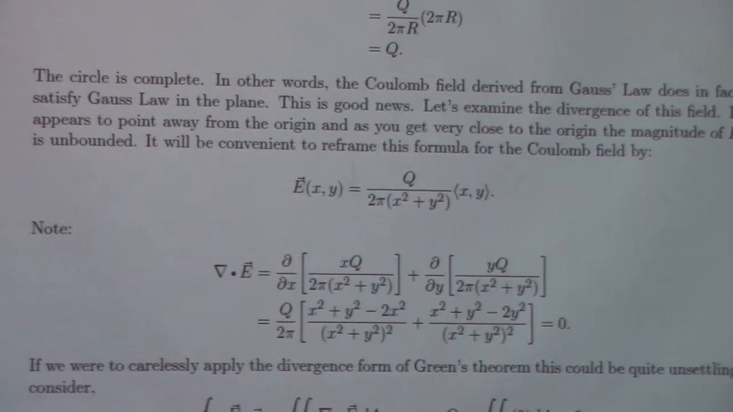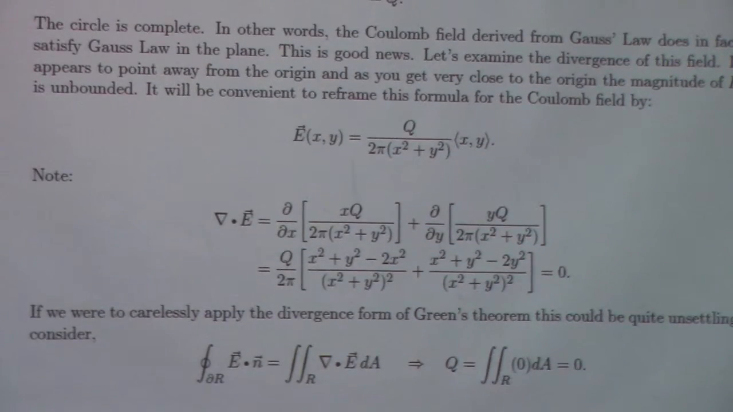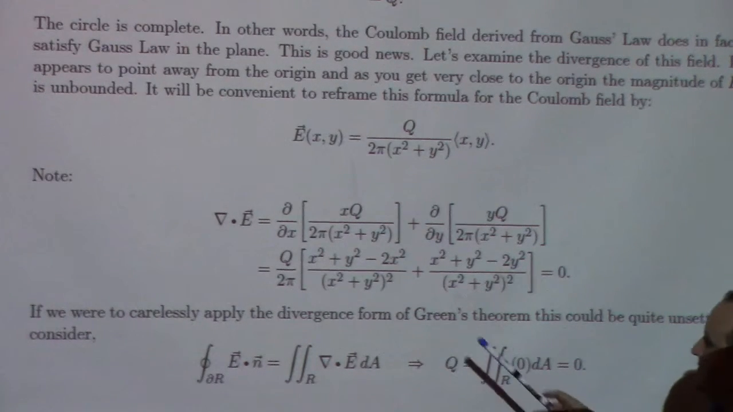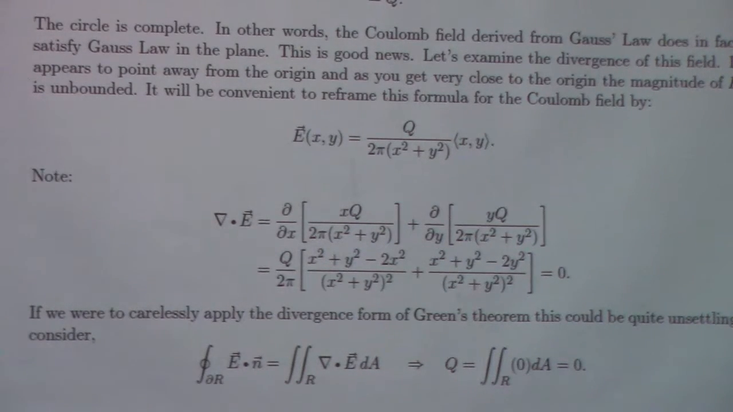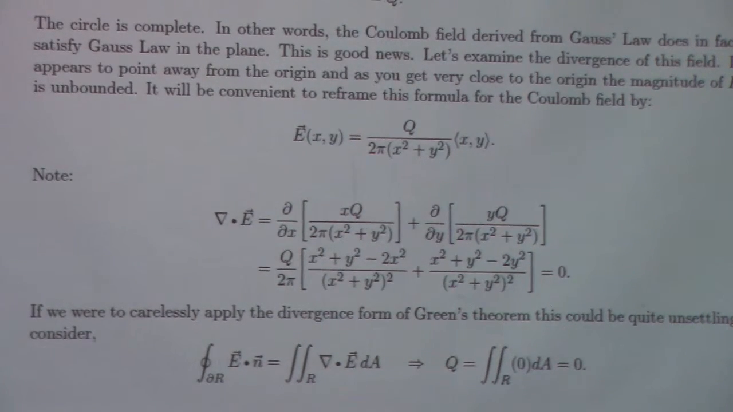All right, great. Now, of course, we could also calculate the divergence of the electric field. And if we were a glutton for punishment, we would do it like this, and we would find that it's 0. The divergence is 0 for this Coulomb field. That's also true in 3 dimensions. The divergence of the 3-dimensional Coulomb field is also 0.